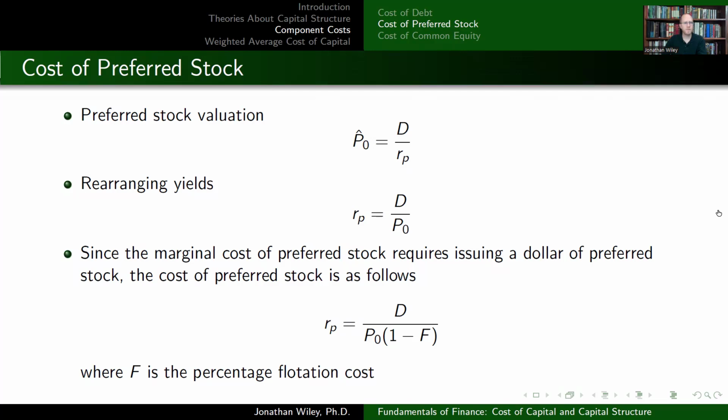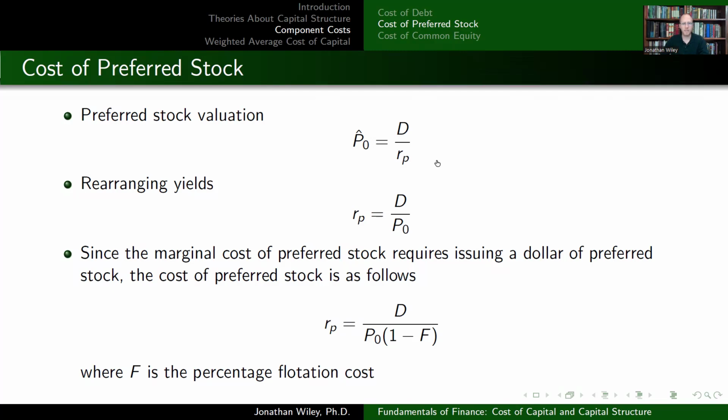Okay, so in this video, I'm going to talk about the cost of preferred stock. If you go back to valuing a stock with no growth in the dividends, what I would do is take the dividend and divide it by the required rate of return. And that's basically what a preferred stock is.